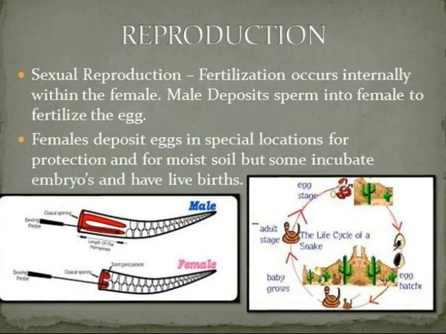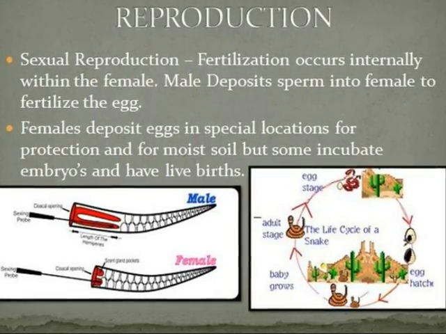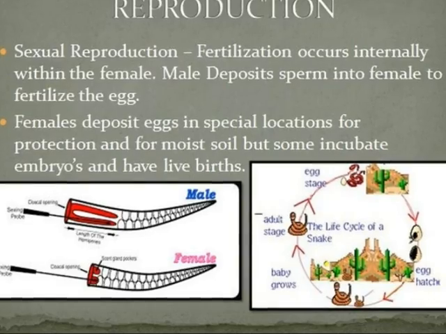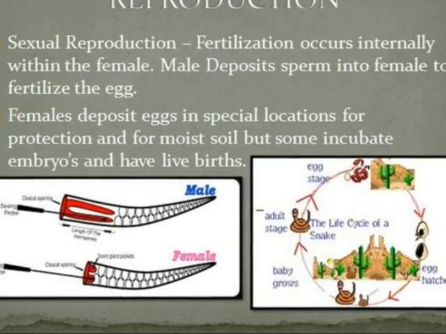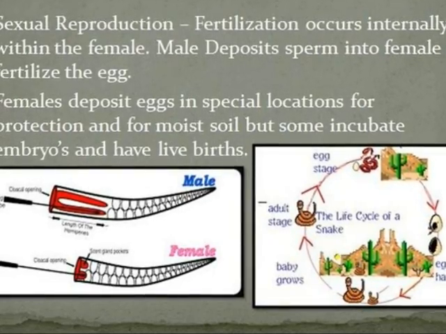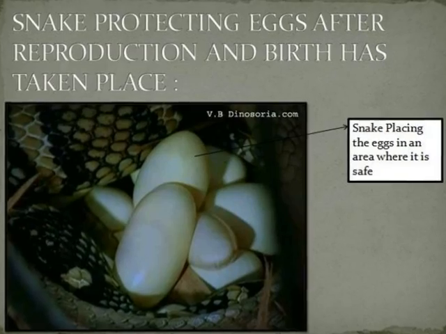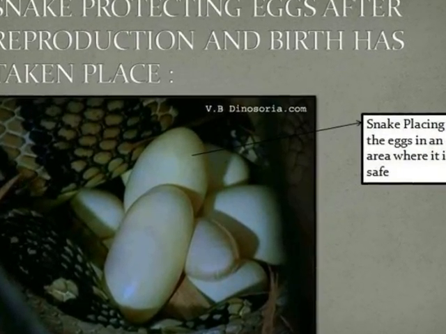Reproduction. Snakes reproduce sexually. Fertilization occurs internally within the female. The male deposits sperm into the female to fertilize the egg. The female deposits the eggs into special locations for protection and moist soil, but some incubate embryos and have live births. This is an example of a snake protecting its eggs.